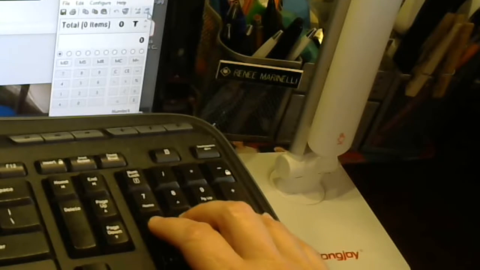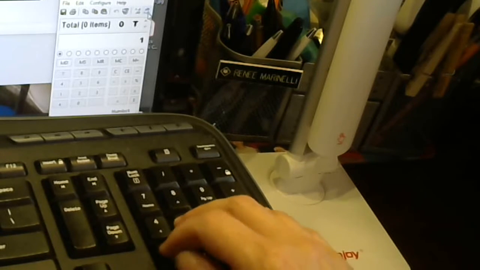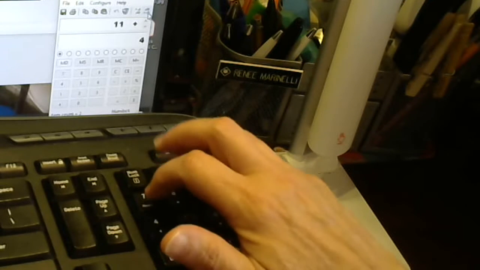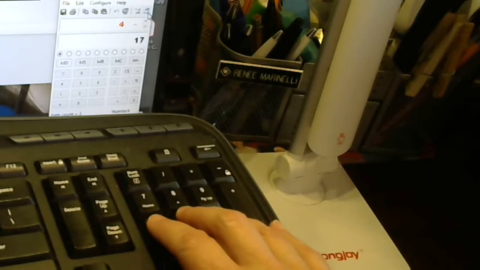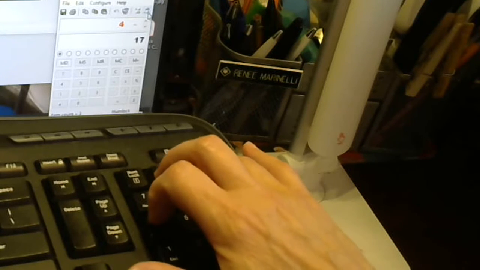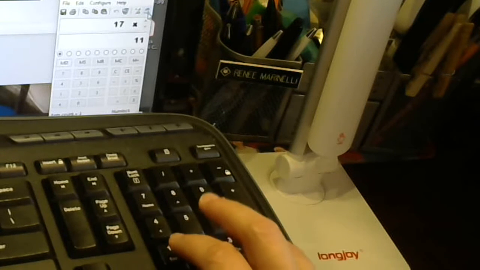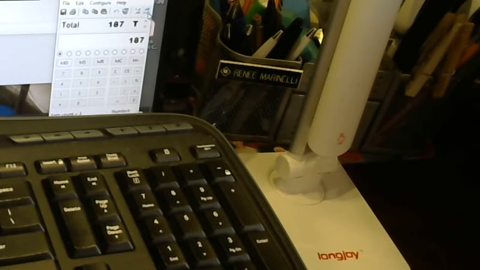Okay, let's do B. 10 plus 11 plus 4 minus. I can either enter or not enter. I'm not going to enter this time. So it's 17. When I hit the multiplication key, it brings up the 17 times 11. Enter, and our answer is 187. So parts 1 through 10 are all the same.